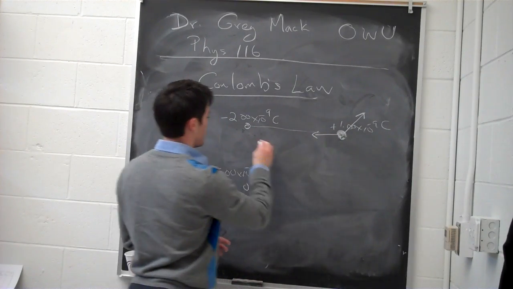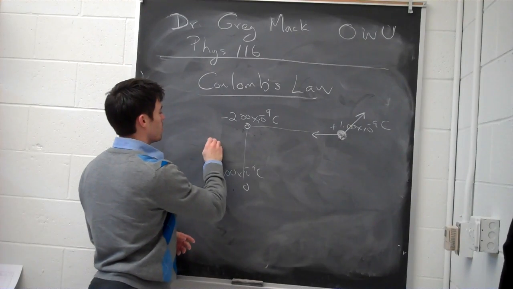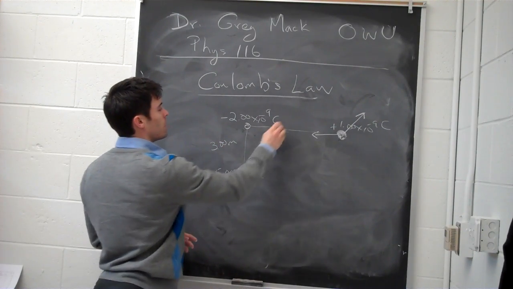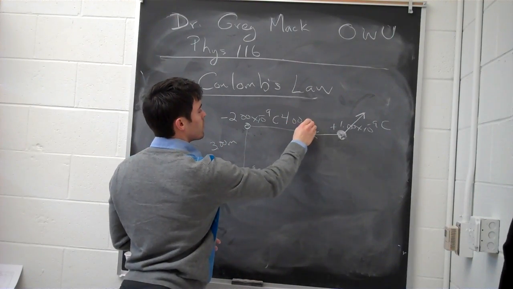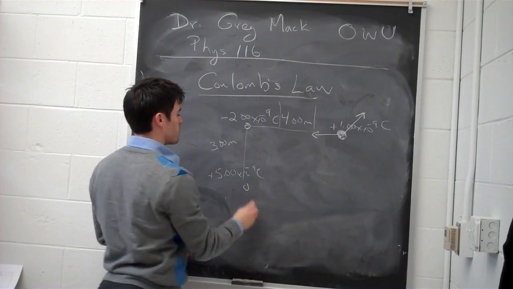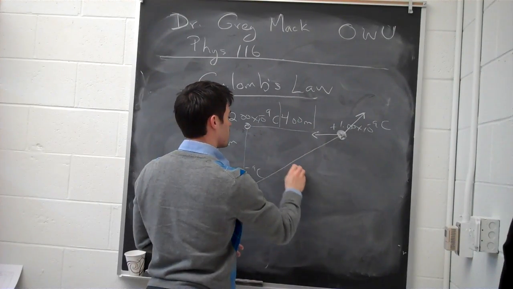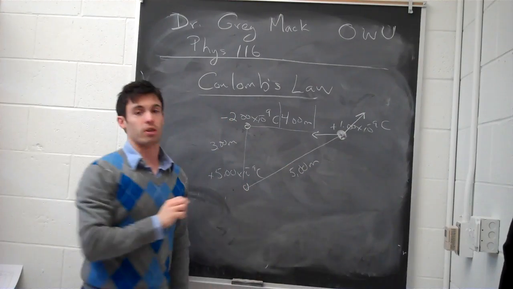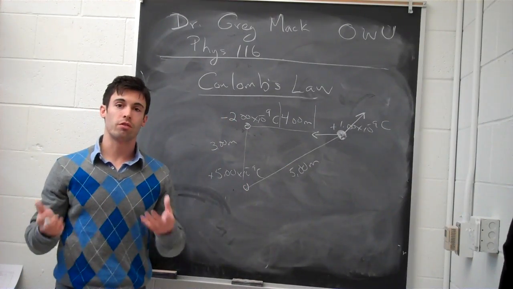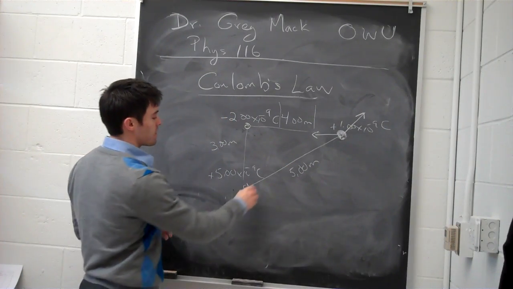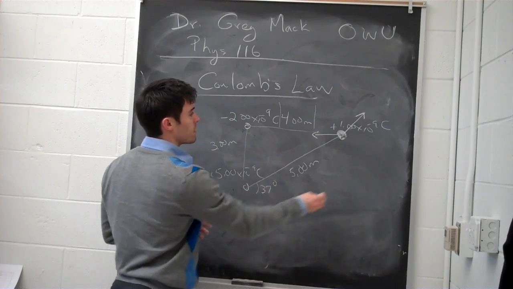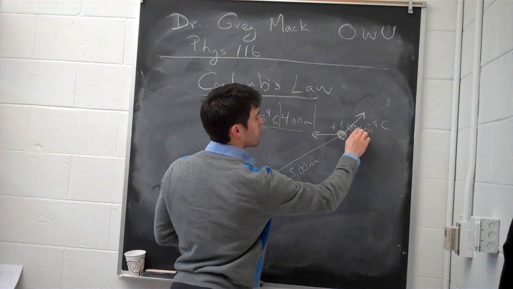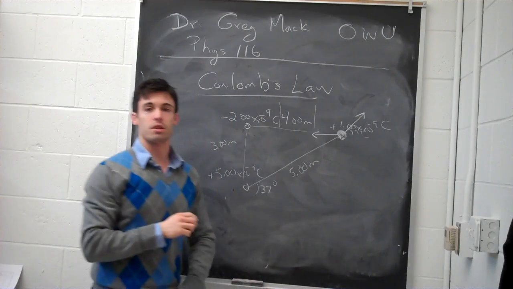Let's say we'll do the same sort of idea we had before. Now, this is going to be 3 meters, this is going to be 4 meters, which means that this one is going to be 5 meters for a nice 3, 4, 5 right triangle. That means that this angle here is 37 degrees. It also means that this angle here is 37 degrees.